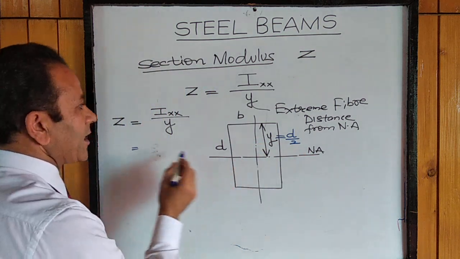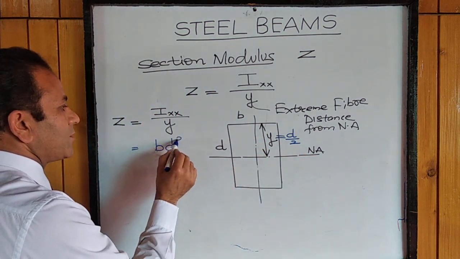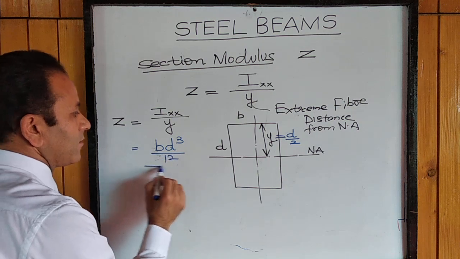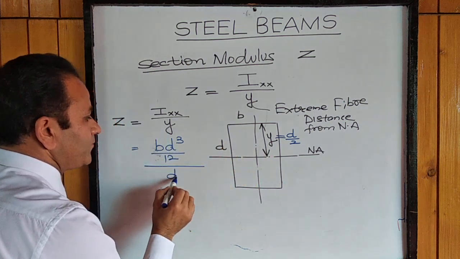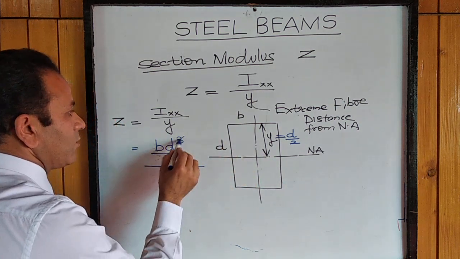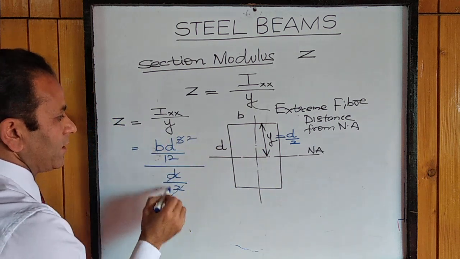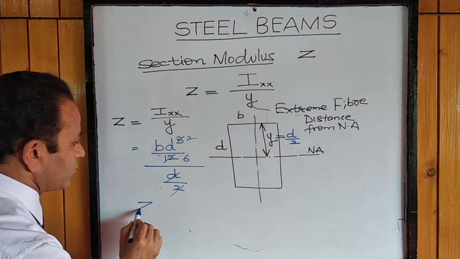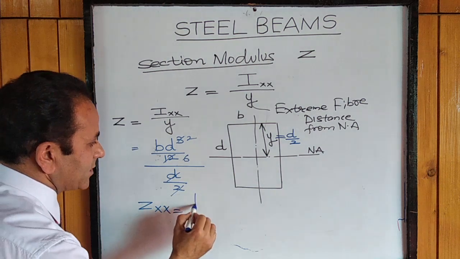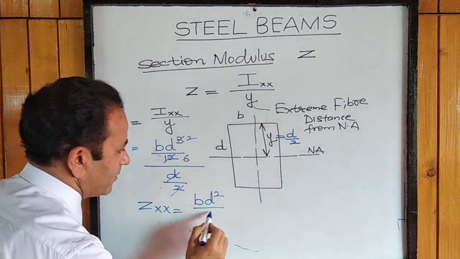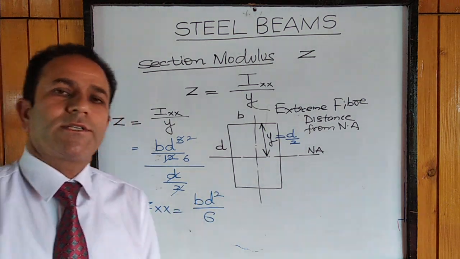IXX for a rectangular section shall be BD cubed by 12, divided by Y, D by 2. This D will go. This will become BD square by 6. So ZXX for such a section shall be BD square by 6. This is the section modulus.